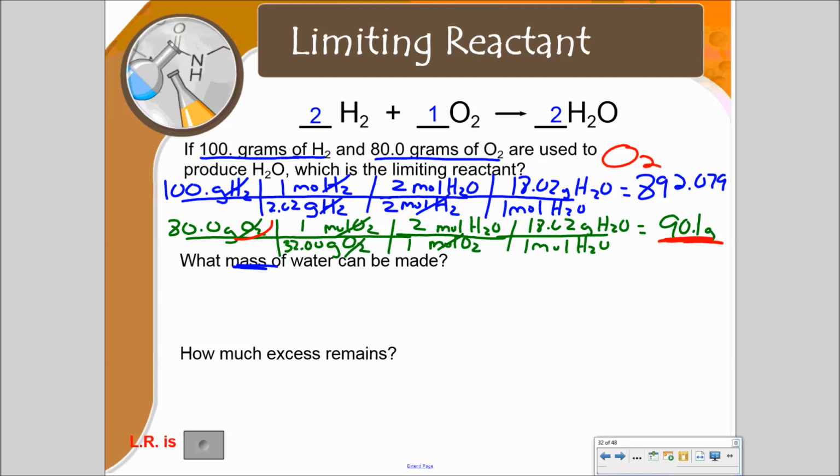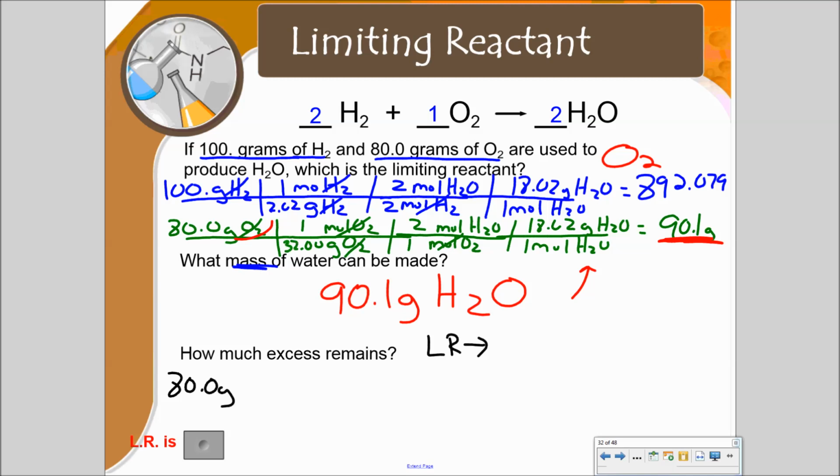Which says what mass of water can be made is going to be, you make sure to pay attention to significant digits, 90.1 grams of H2O. And the work was in the previous problem. How much excess remains? Okay, so to find out the excess, we need to think, what is our limiting reactant? We're always going to start with our limiting reactant, which is the 80 grams of oxygen. Okay, if you're not in moles, get to moles.